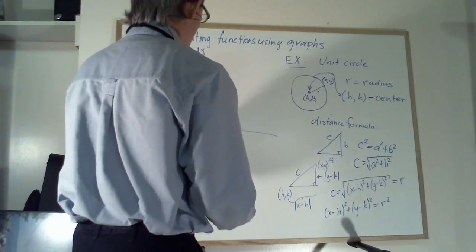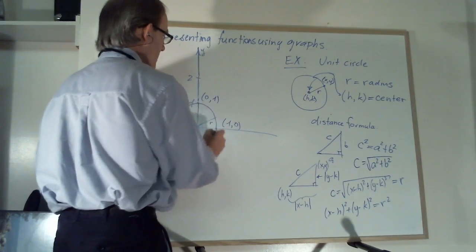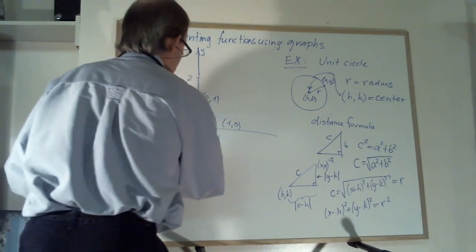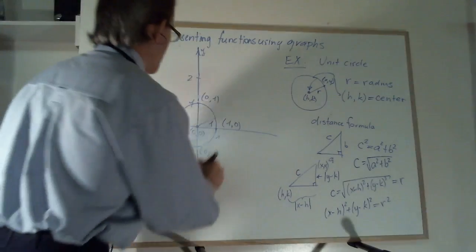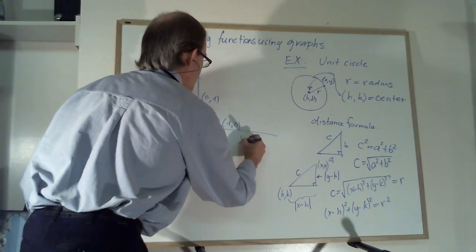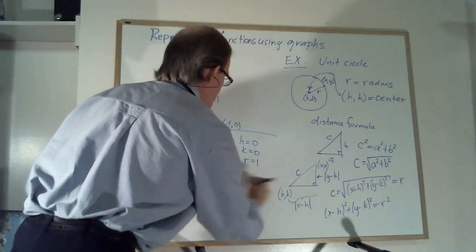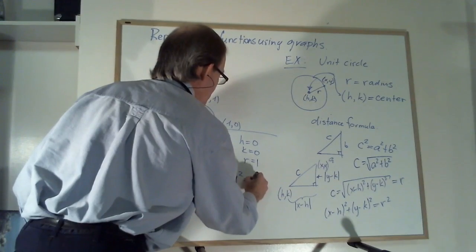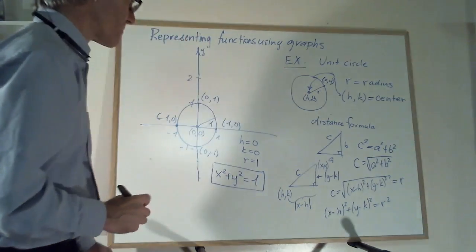So that's the unit circle. The radius is 1, and the center is at 0, 0. It's right at the origin. So h is 0, k is 0, r is 1. And then this equation becomes x squared plus y squared is equal to simply 1 squared, which is 1. So that's the equation of a unit circle.